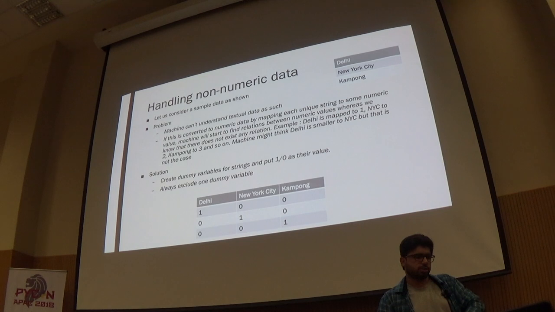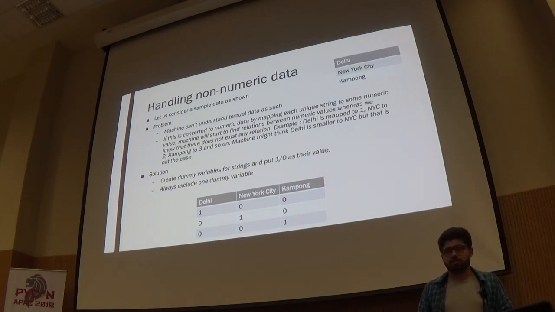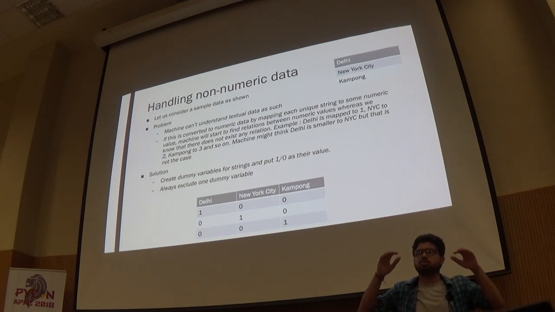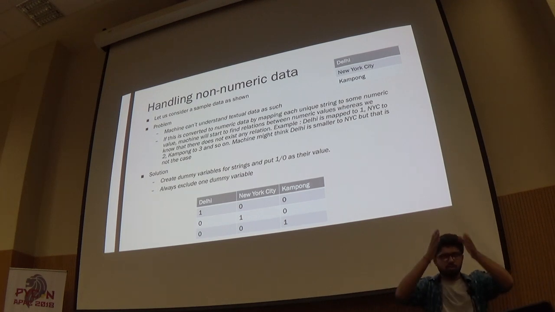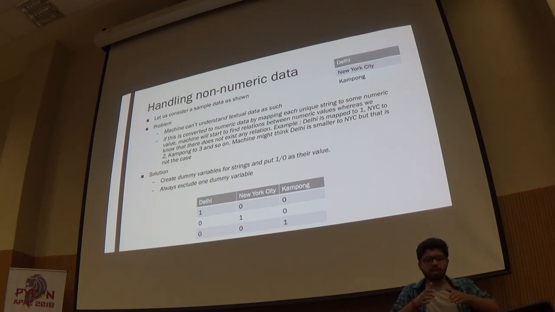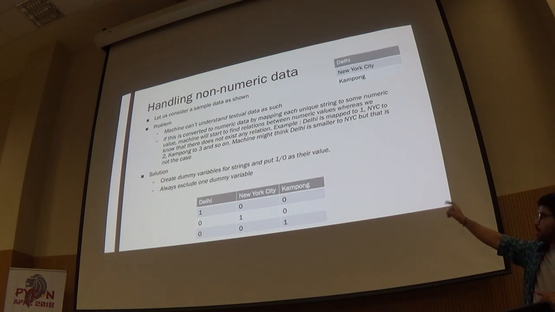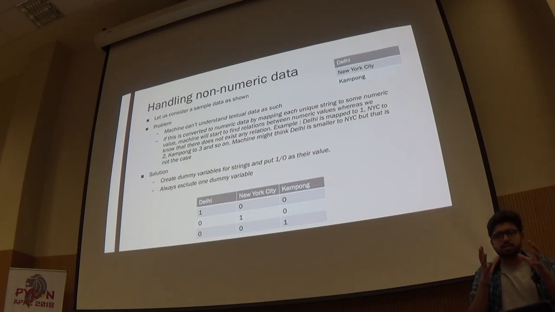So what is the solution? Create dummy variables. What we are going to do is increase the dimensions of our data. We're going to convert Delhi, New York, Kampong from columnar data to separate columns. As you can see, we made Delhi, New York, Kampong, and we just put one, like one-hot encoding, which we have studied earlier.